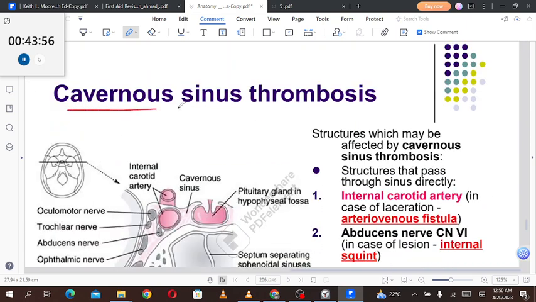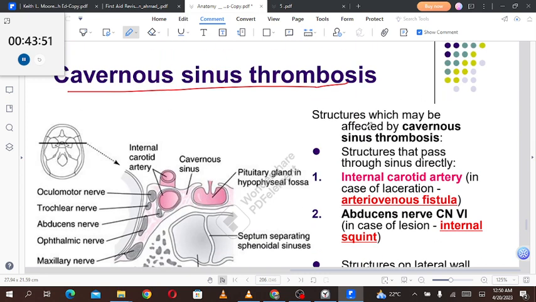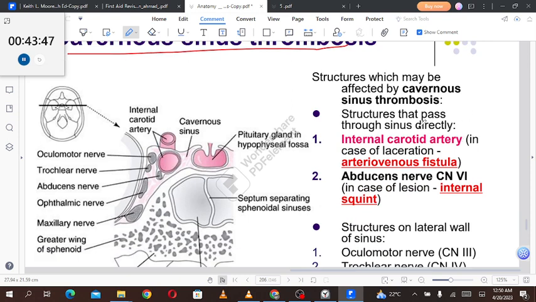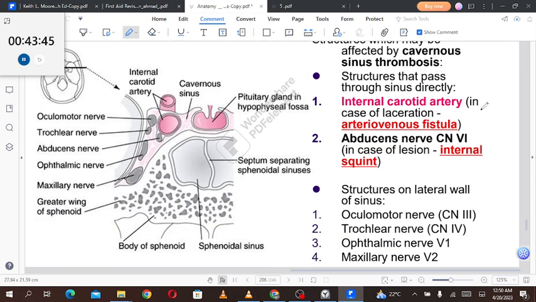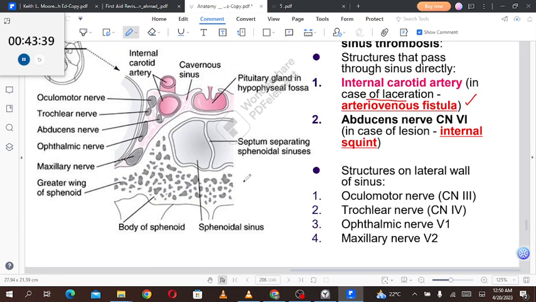Cavernous sinus thrombosis. So what are the side effects? Not side effects, symptoms. Structures that may be affected by cavernous sinus thrombosis are structures that pass directly through the sinus, that is the internal carotid artery in the case of laceration. So there will be arteriovenous fistula. Here you can see the highlighted structure, which I am highlighting right now. This is the cavernous sinus. Here you can see the cavernous part of the internal carotid artery passing right through the cavernous sinus.